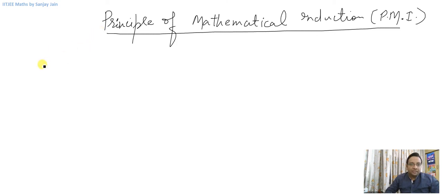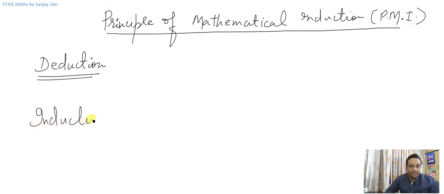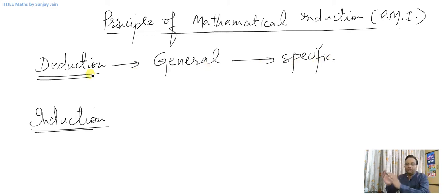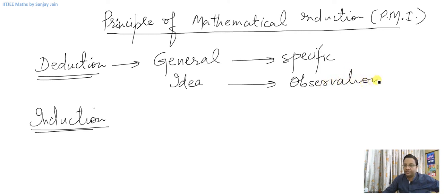Now, before going to induction, let us first of all understand what deduction is. I hope everybody is comfortable with these words, deduction and induction. If you just refer to a dictionary or as per the normal English language, deduction is something that you deduce from something general and then reach at some specific conclusion, right? So this is a deduction from something general to something specific, or in other words, there is an idea that you have, and then based on that idea you make some observation, right? So you move from general to specific, or an idea to an observation.